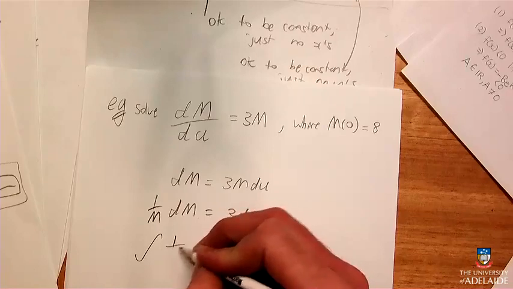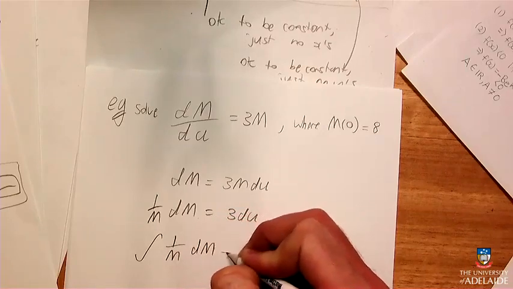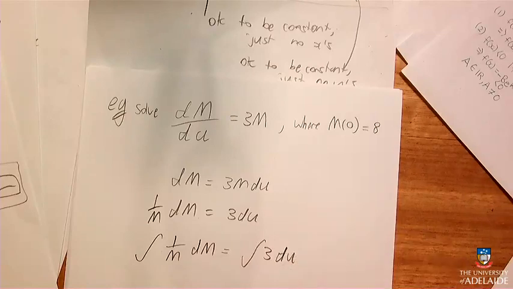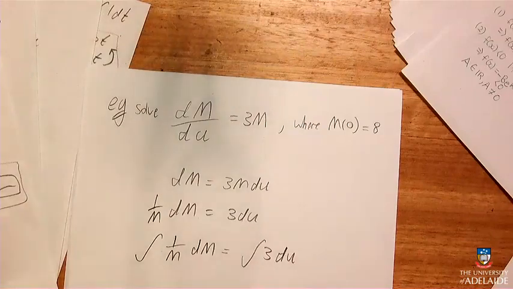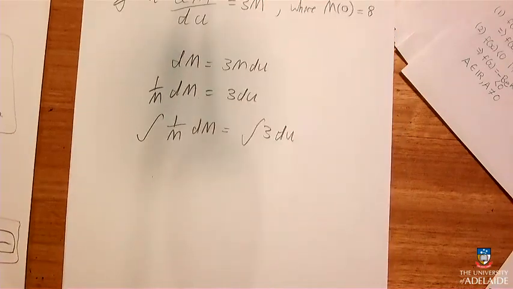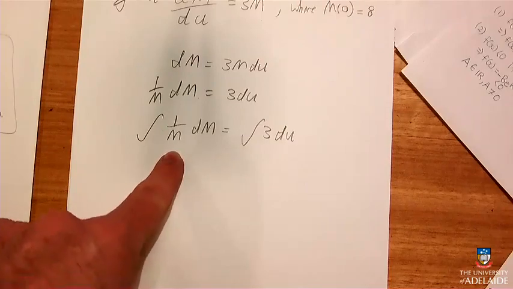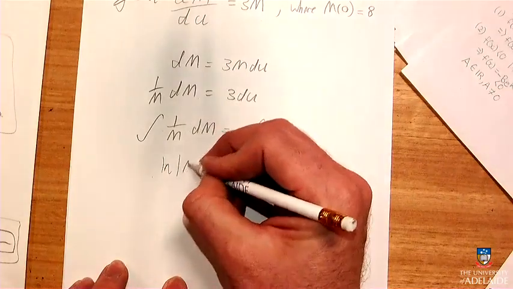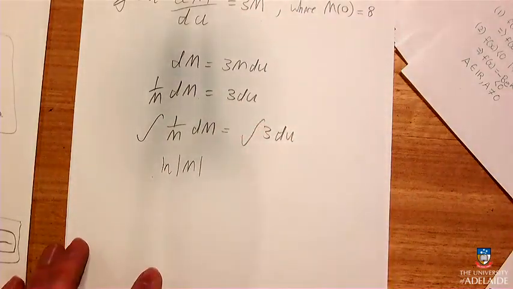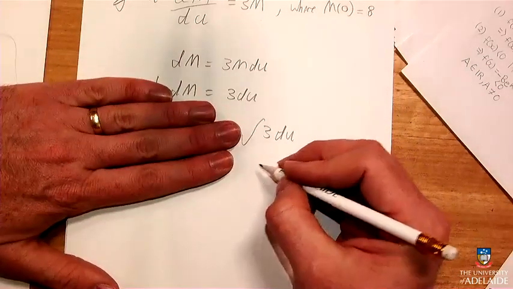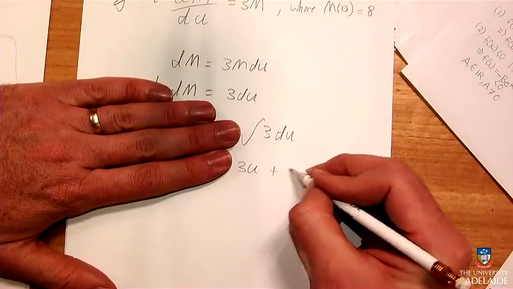So what I do now is I whack some integral signs in. Like that. So the integral of 1 over m is ln the absolute value of m. And the integral of 3, because there's only u's involved here, is 3u plus a constant.